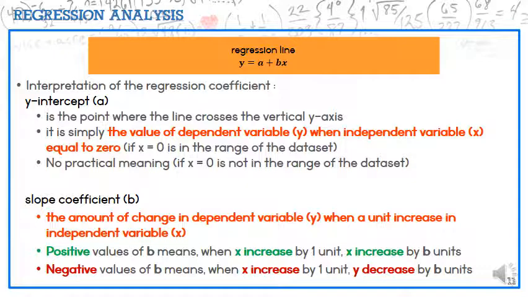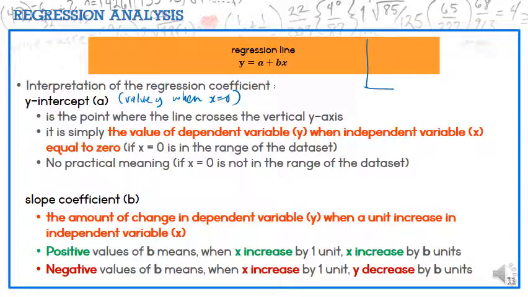So most of the time, question will ask you to interpret your regression coefficient. So your regression coefficient will be A and B. So, A is your y-intercept. What does y-intercept mean? Y-intercept is the point where the line crosses the vertical y-axis. Means that y-intercept is the value of y when x equal to 0.